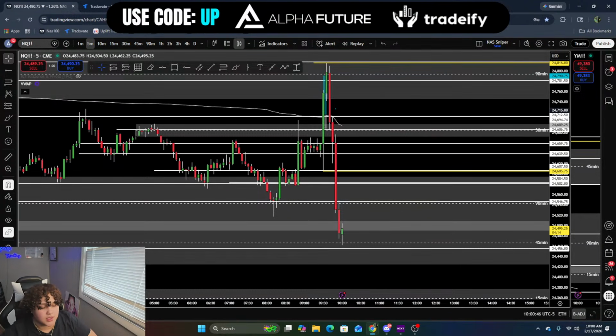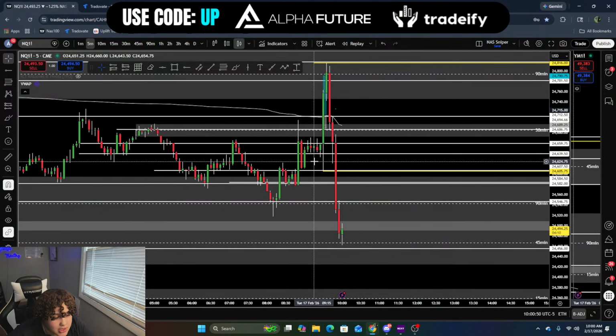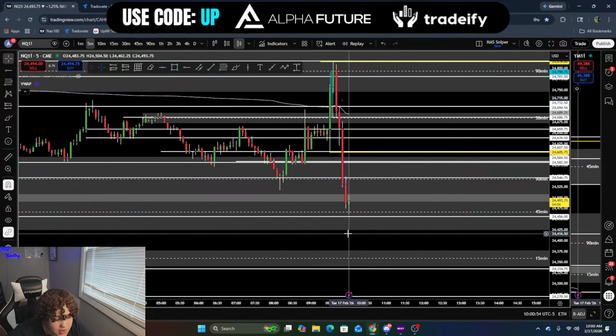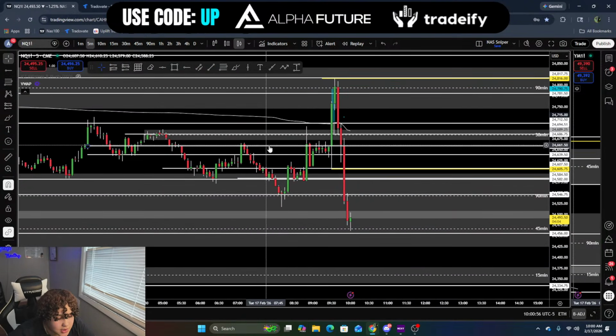Oh, looks like it's kind of bouncing at this area here. I mean, the sellers are really strong. So we'll see if they continue. This is also the 10 a.m. candle. We'll see if it's a 10 a.m. reversal or a 10 a.m. continuation.